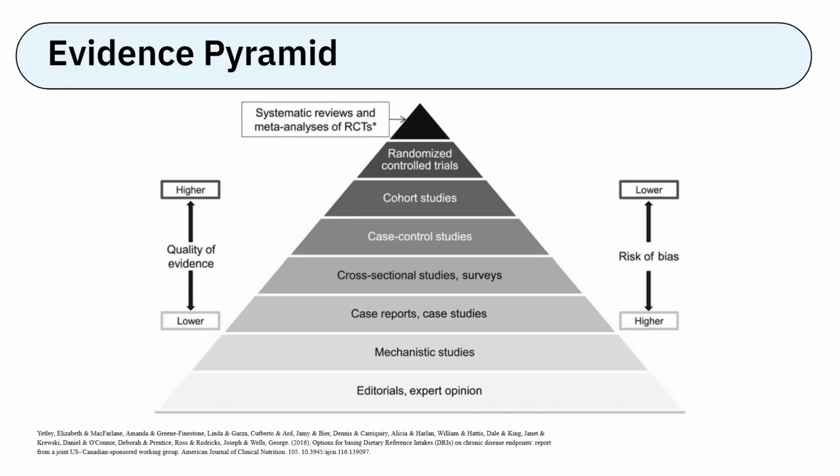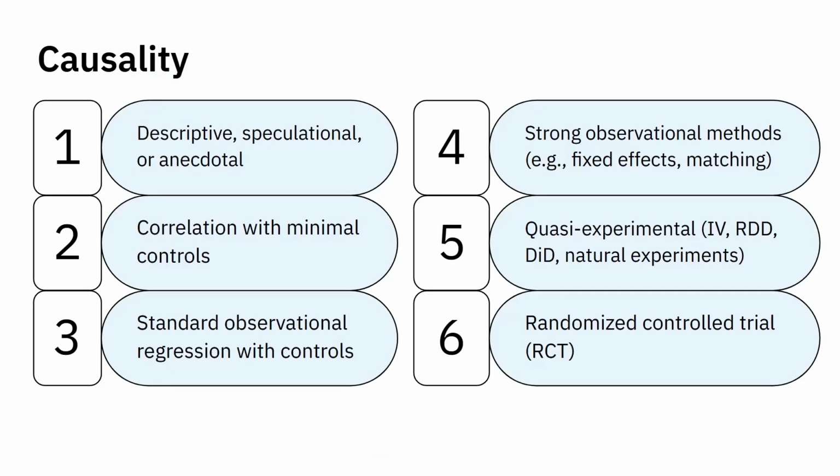Think back to the evidence pyramid. The higher a paper falls on this pyramid as far as how they ran the study, or towards the bottom if they even did run a study, the higher the causality score will be. Randomized control trials are the highest ranking, number 6, and it's sort of the gold standard that we want to highlight when we write the critical review.